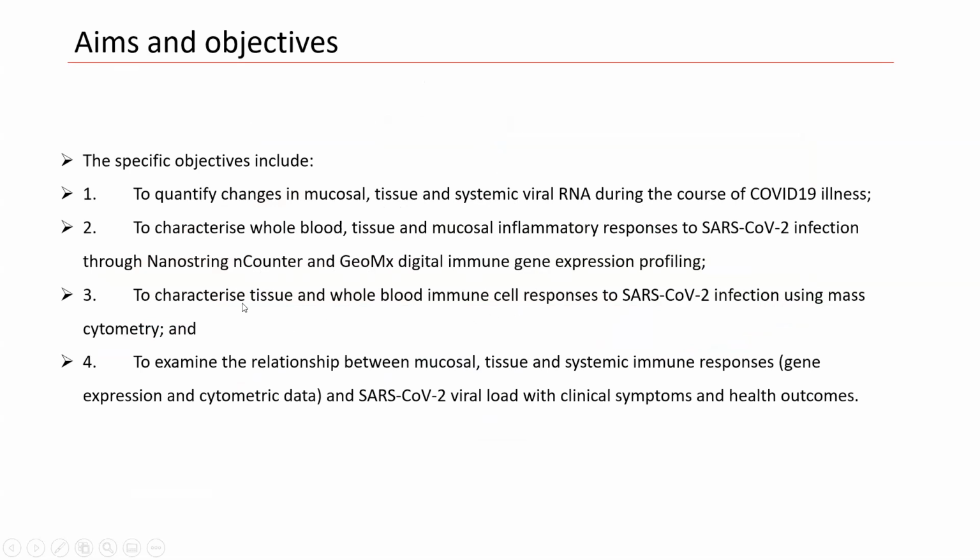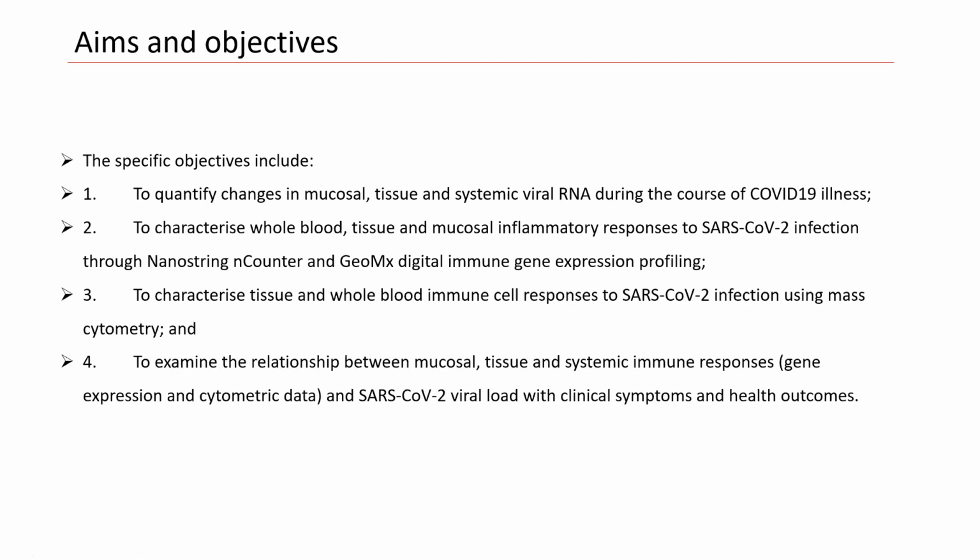We wanted to also have a look at tissue and whole blood immune responses to SARS-CoV-2 using mass cytometry. And we wanted to examine the relationship between mucosal tissue and systemic immune responses with SARS-CoV-2 viral load and with clinical symptoms and health outcomes. So this was a fairly broad project. Our aim was to really understand what happens in the mucosa, what happens in the nasopharyngeal swabs.